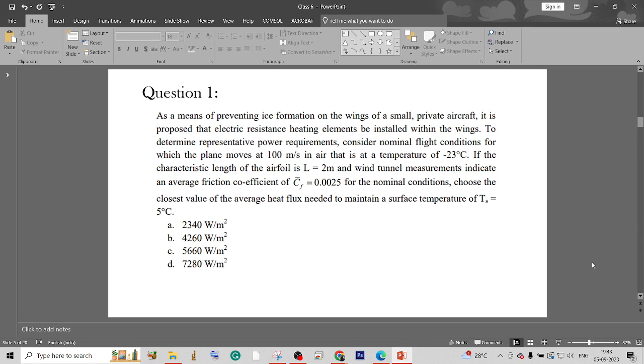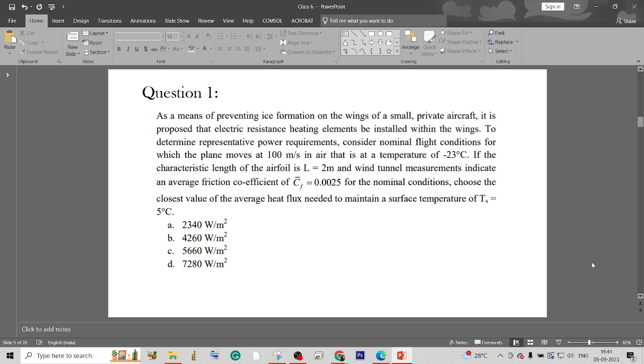So for the first question of today's class: as a means of preventing ice formation on the wings of small private craft, when the outside temperature is minus 23 degrees Celsius. As the flight is moving at such a high velocity, there will be a chance of condensation of the water vapors available in the atmosphere, and a chance of formation of ice at such a low temperature. So some company has proposed electrical resistance heating elements to be installed on the wings. To determine the representative power requirements, consider nominal flight conditions where the plane moves at 100 meters per second at a temperature of minus 23 degrees Celsius. As I've already said, the ambient temperature is minus 23 degrees Celsius.